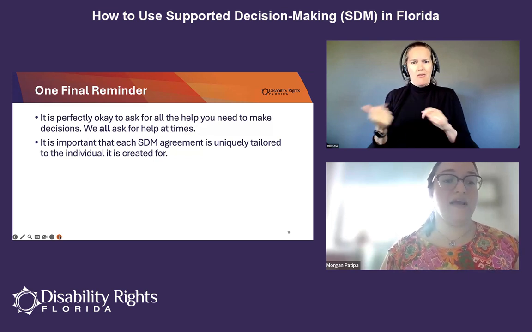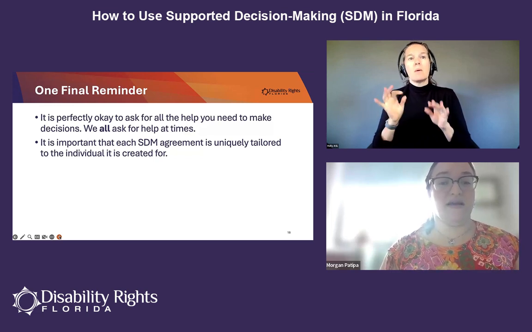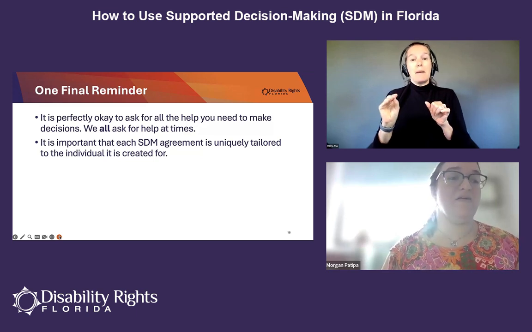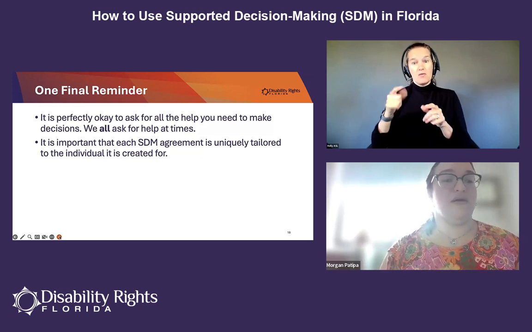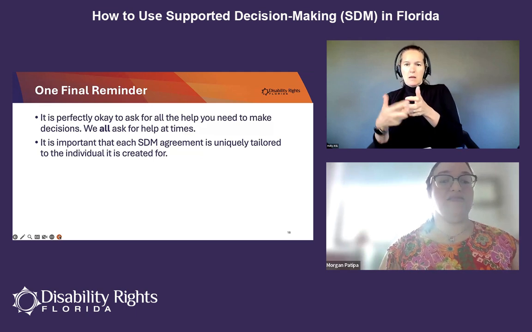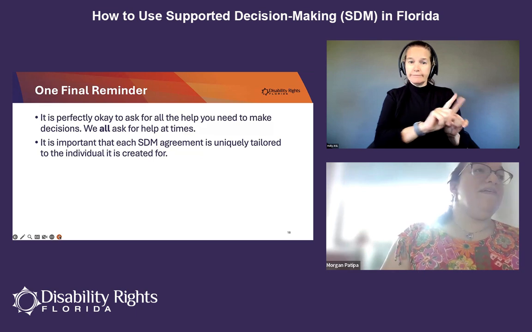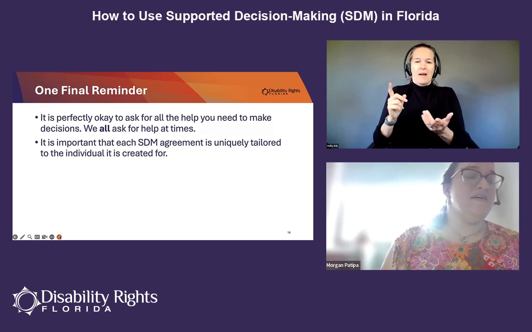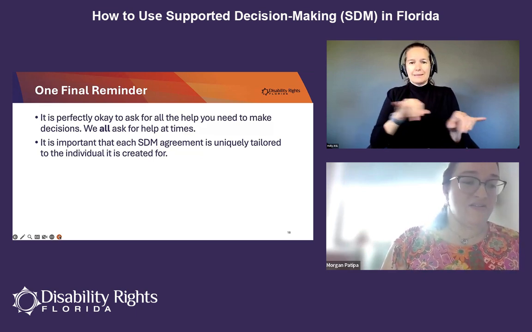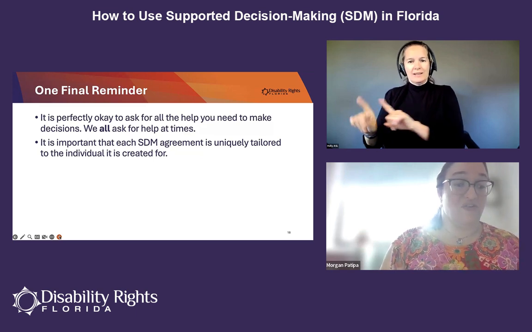And it's important that each SDM agreement is, like I said, uniquely tailored to the individual it is created for. So every SDM agreement is going to look different. And that's to be expected because not every single person is the same, right? We're all different. And so our SDM agreements are going to look different.